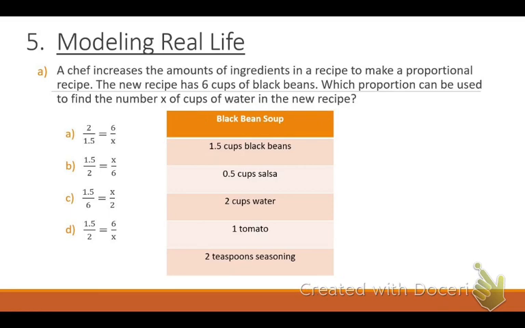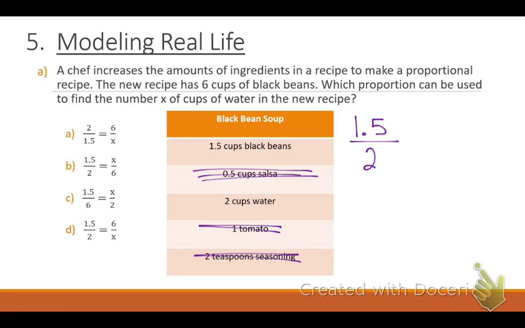Okay, does it say anything about salsa? No. Does it say anything about the tomato or the seasoning? No. Okay, so from the original recipe, I'm definitely going to need black beans because that's in the new recipe ratio, and I'm going to need water. So now I need to put that into a ratio, and let me tell you this, guys, it doesn't matter which way you go with it. I could say 1.5 over 2 or 2 over 1.5. I'm going to go black beans, which is 1.5, over water, which is 2.